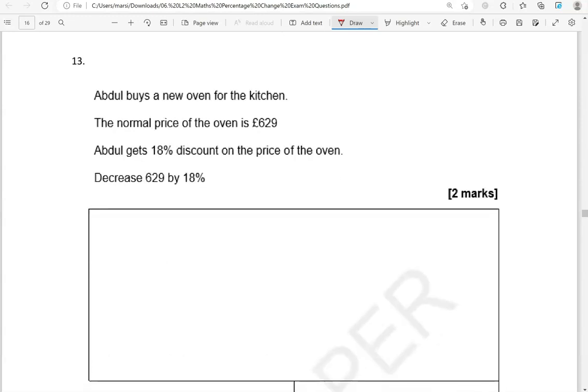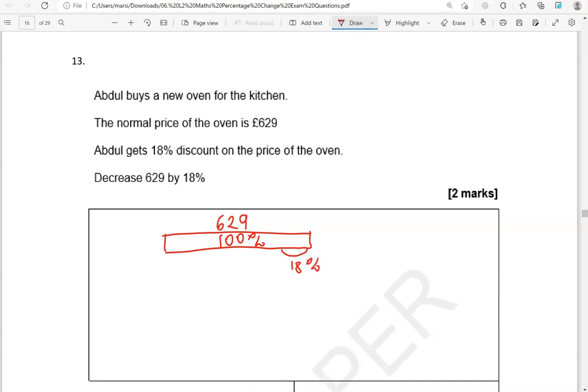Abdul buys a new oven for the kitchen. The normal price of the oven is £629. Abdul gets 18% discount on the price of the oven. Decrease 629 by 18%. Okay, so we have to decrease 629. So this is the 100% amount, and it's 629. So we've got to decrease it by 18%.